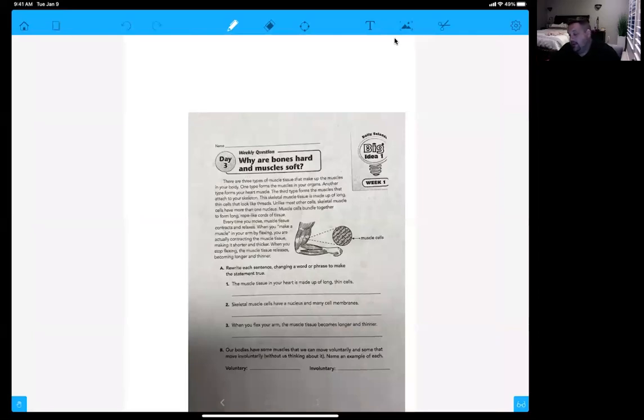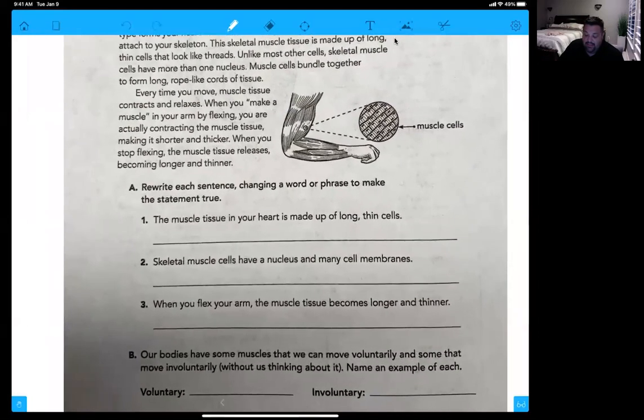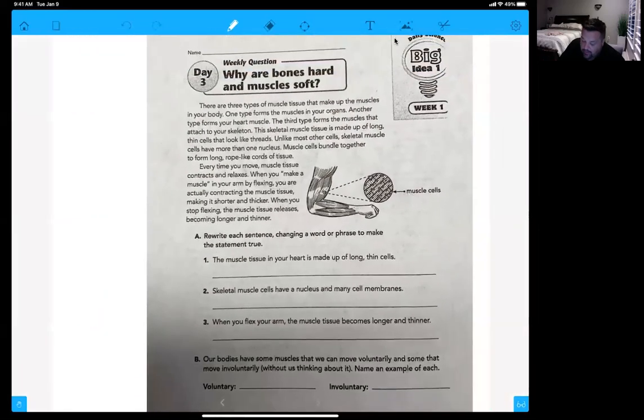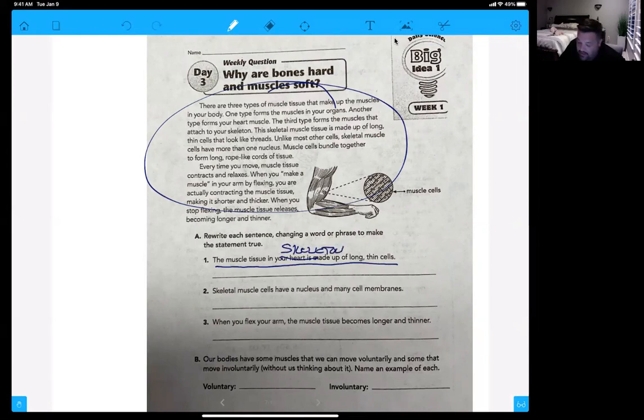We have some sentences they want you to rewrite. Some of these sentences are a little tricky, but as you're reading in here, you'll find your answers. They change some of these words. Like, for example, it says the muscle tissue in your heart is made up of long, thin cells. That's not true. It's in the skeleton. And if you go, "Oh, Mr. Conklin, how did you know that?" I'm not really sure. The skeletal muscle tissue is made up of long, thin cells that look like threads. So you've got to find the word in there that they made wrong, that they switched.